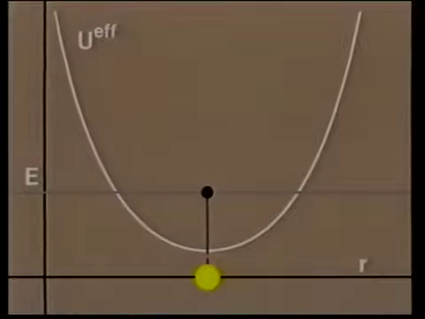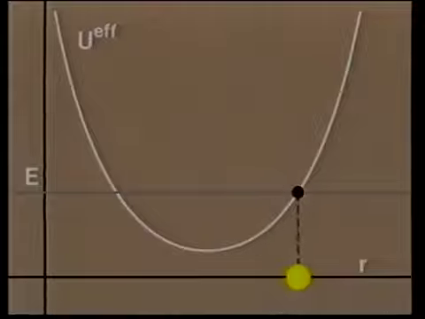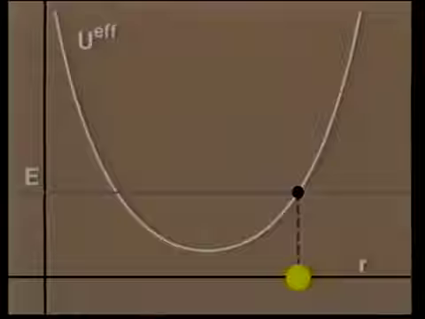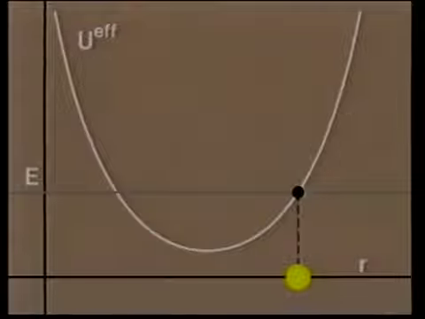As the radial distance of the particle increases, a half m r dot squared gets smaller, until the graph of U effective reaches the line of E. For that value of r, a half m r dot squared is 0. So the radial speed must be 0. And because r dot squared can never be negative, the particle cannot move beyond that point.